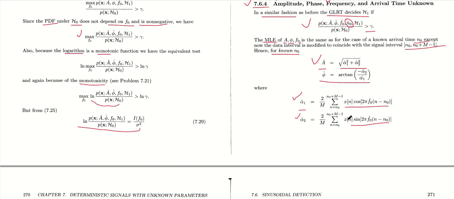Remember, you receive X. You're not sure about H0 and H1 yet, but you receive X. And then you do that. This is completely known. Okay? Completely known. And then you get alpha 1, alpha 2. And then you use alpha 1, alpha 2 to calculate phi and A.